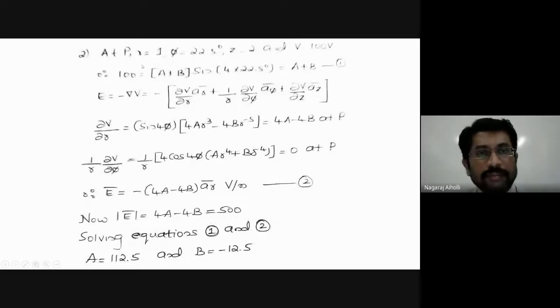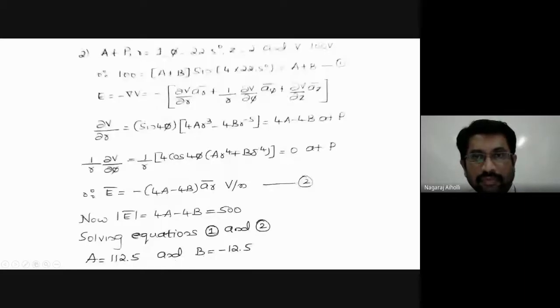At P, r equal to 1, phi equal to 22.5 degrees, z equal to 2, that is the coordinate they have given, and V equal to 100 volts. In this equation for V, that is V equal to A r raised to 4 plus B r raised to minus 4 into sine 4 phi, V is 100 volts, that is 100 is equal to A into r raised to 4. r is 1 in the given coordinate of P. So A into 1 raised to 4 is A only, plus B, r is again 1 raised to minus 4, which is again 1 only. Correct? 1 upon 1 raised to 4 will be 1 only.